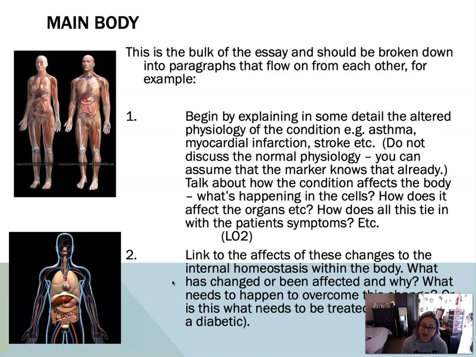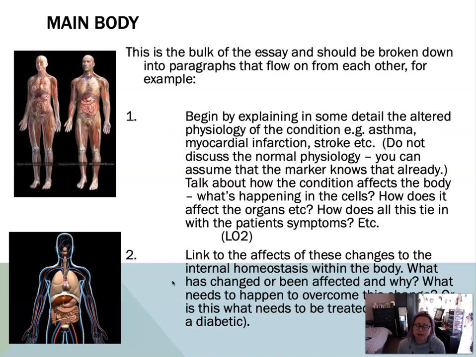What are the changes? I know we looked a lot in Cancer Week at what's actually happening in a cell, and the different stages of cell growth, and what's happening as the cell is changing. But what is actually happening at a cellular level? How is this therefore going to affect the organs? How does this tie into the patient's symptoms?